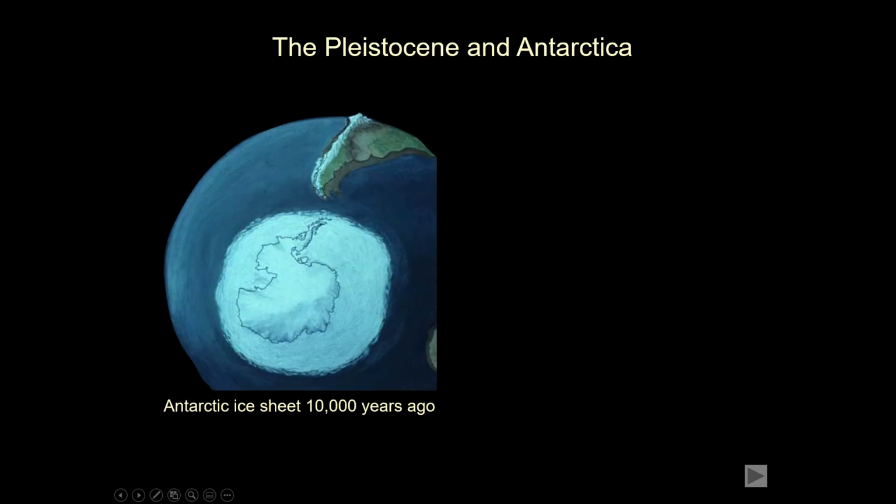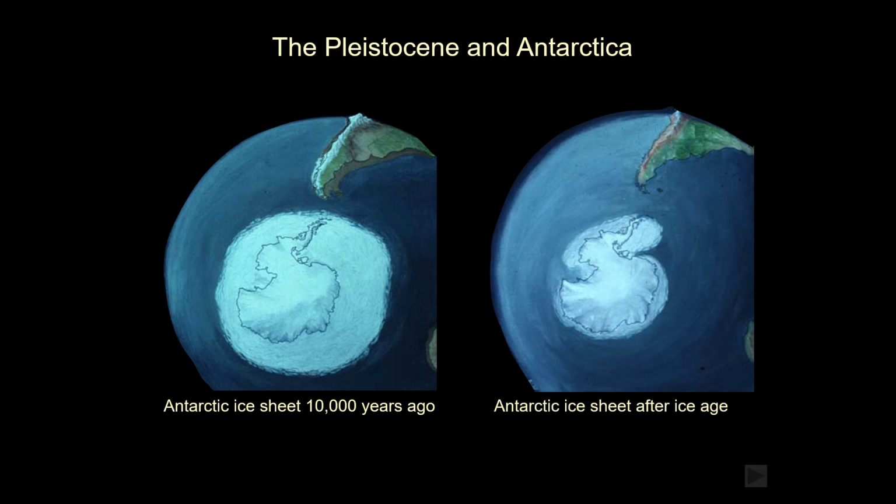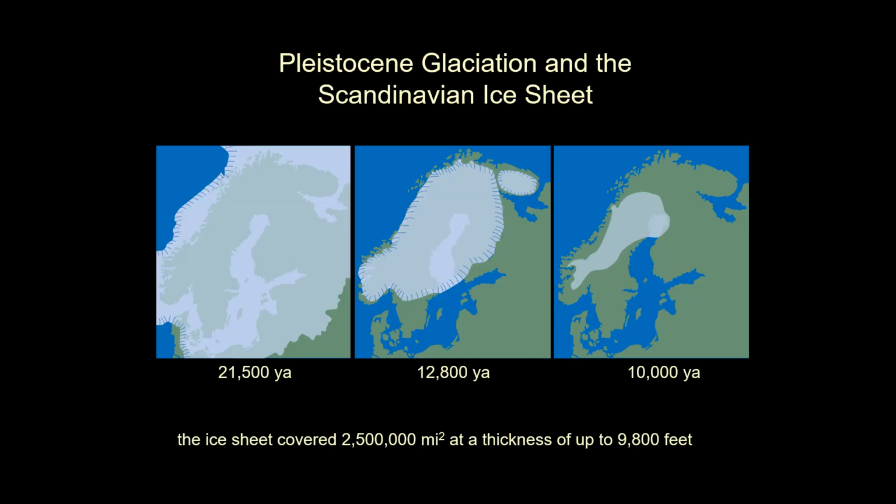Just to give you a feel of how extensive Pleistocene glaciation was in Antarctica, this view right here is to show you how big Antarctica was 10,000 years ago as the Pleistocene was starting to dissipate. So the continent was a whole lot bigger in the sense of all of the snow and ice. And here is the current configuration of Antarctica.